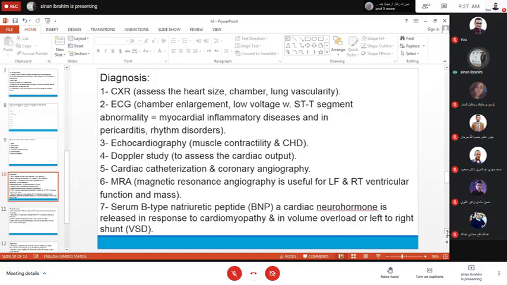Of course, with the echo study there will be a Doppler study to assess the cardiac output and to see if there is any abnormality in the flow, in the arch, in the valve. Previously, there were two machines.